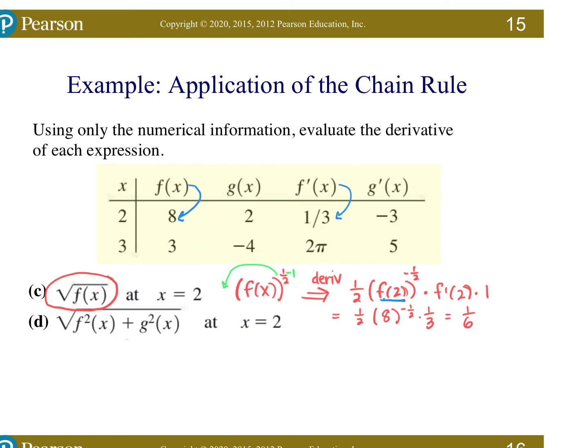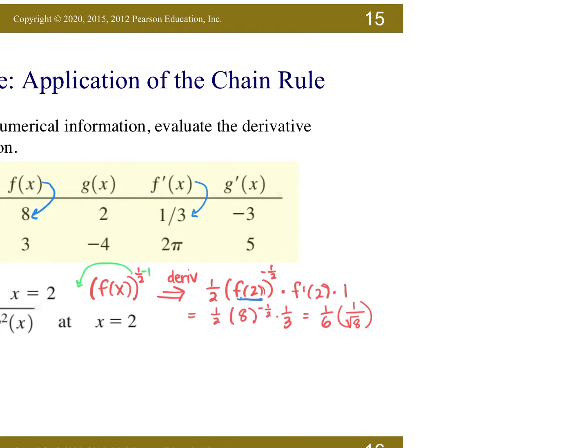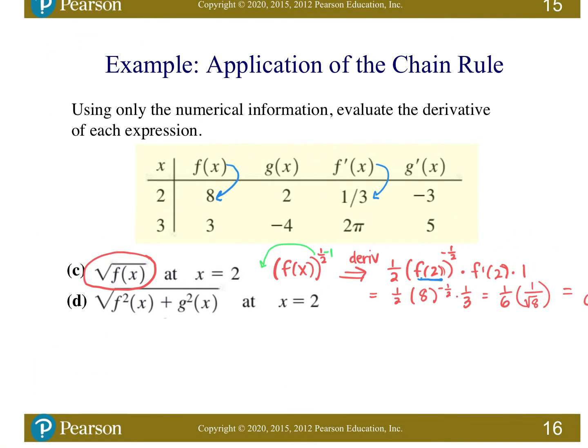And then the 8 to the -1/2 is 1 over, remember it's not a negative number, it's a fraction, the square root of 8. So equivalent answers are okay. We could say that this is 1 over the square root of 8. Or if you simplify your radical, it's 1/12 square root 2. All right, last one.